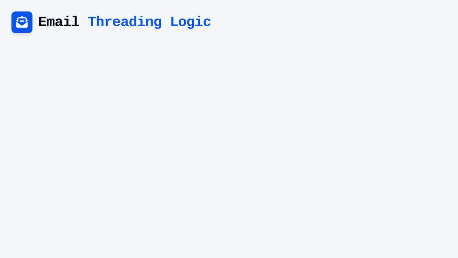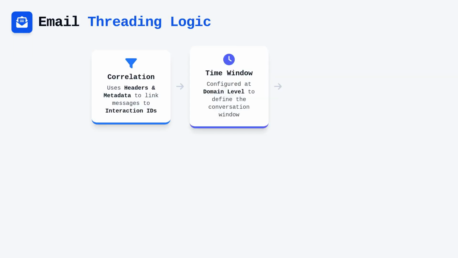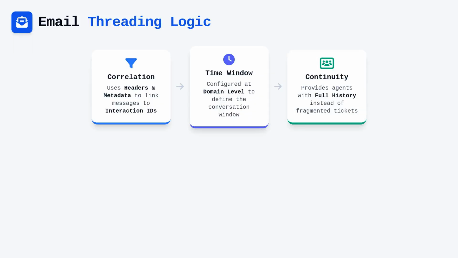Threading logic is a critical component of email management that determines how subsequent messages are grouped to provide continuity. Genesys Cloud uses specific headers and metadata to correlate incoming emails with existing interaction IDs, ensuring that an agent can see the history of the conversation thread rather than treating every message as a new ticket.